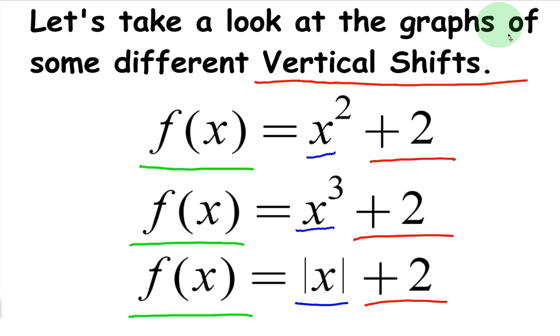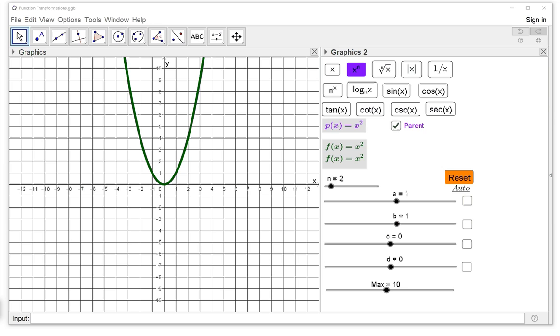Let's take a look at the graphs of some different vertical shifts. So first of all, let's look at f of x equals x squared. We're going to take that and add 2 to it. So here's our parent function, x squared. Now, what happens if we add 2 to x squared? Not multiply it by 2, add 2 to x squared.